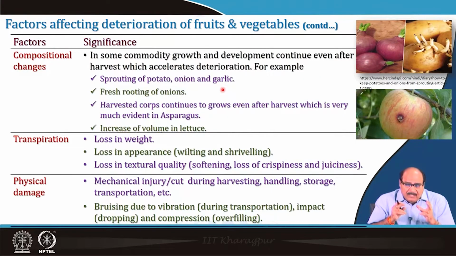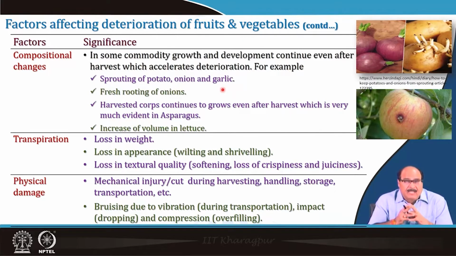Compositional changes: in some commodities growth and development continues even after harvest, which accelerates deterioration. For example, sprouting of potato, onion and garlic during storage, fresh rooting of onions, or the harvested crop continues to grow even after harvest, which is very much evident in asparagus. There is an increase in the volume in lettuce. So these changes result in significant quality and other changes in the produce.